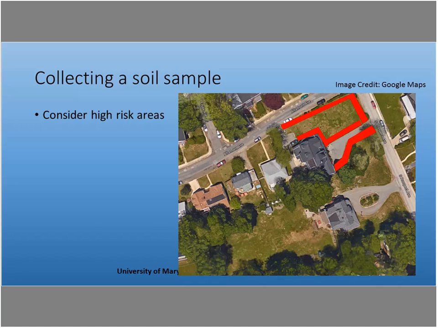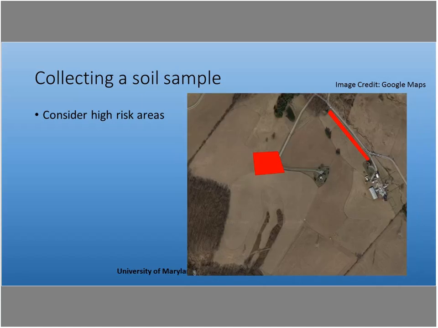So a lot of contamination from leaded gasoline is along the edges of roads and also along foundation buildings. An example of a higher risk area in a rural area: if, say, you've got a farm in a more rural area, I've suggested a couple areas. Think about, again, near the roads.